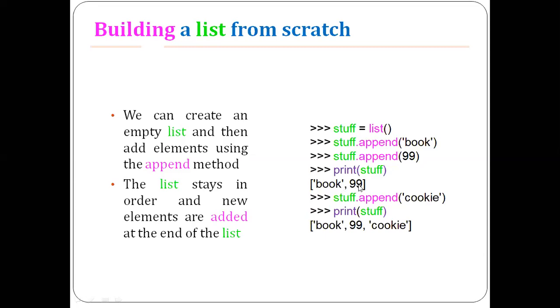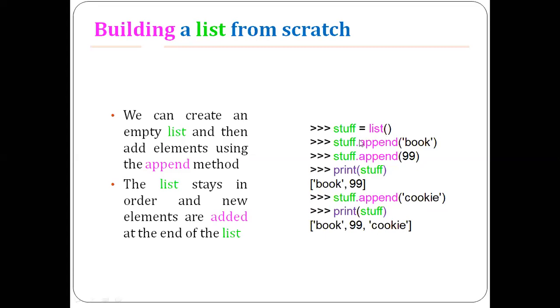And if you append one more element into the list, this cookie appears at the end. Look at this one: the list stays in order and the new elements are added at the end of the list. Whatever new elements you are adding appear at the end of the list, right? Print stuff. The first element inserted is book. After that we have appended 99, and the third element I have appended is cookies, right? They appear in the order in which they have been appended. That is what it does.